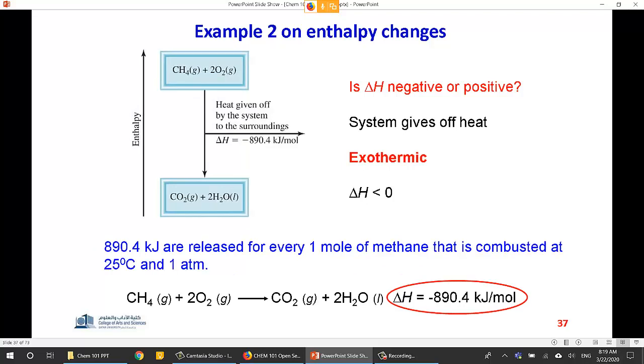The other way is exothermic. Let's take an example of combustion of methane. The reactants are methane plus oxygen, and this is going to produce CO2 and H2O. In this case, the products have lower enthalpy than the reactants, and this is what exothermic means. Exothermic means the enthalpy of the products is lower than the reactants. Okay.